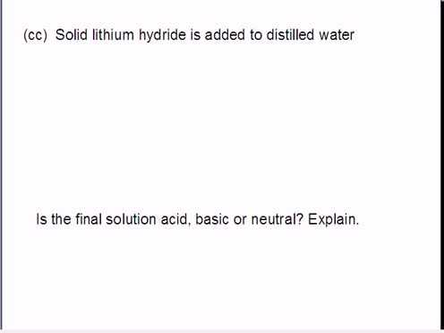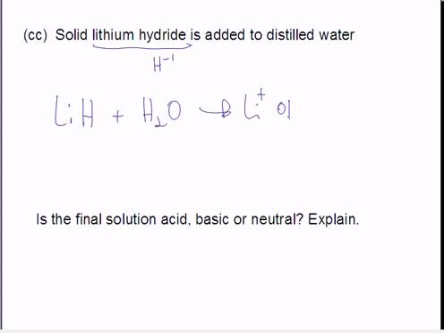Solid lithium hydride is added to distilled water. Hydride is H-1. Solid lithium hydride would be LiH, and it's added to distilled water. This is on the cheat sheet. Metal hydrides and water: they're going to form a basic solution, very similar to putting an alkali metal in water. You're going to form the strong base, and you're actually going to get some explosive hydrogen gas.